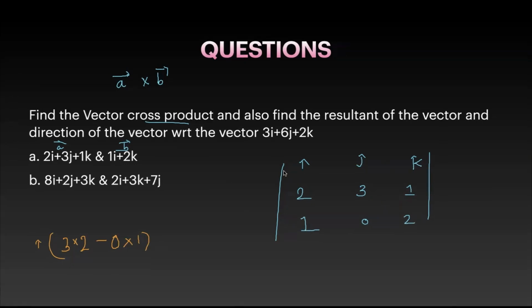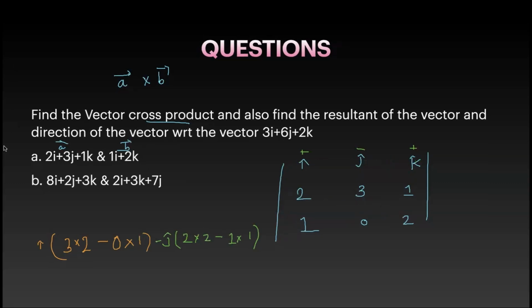Second. The signs are plus, minus, plus, which is minus j cap into. Hide this row and this column. This is 2 into 2 minus 1 into 1. Okay, clear? Second row, is it clear? Tell me. We'll go to the next now.